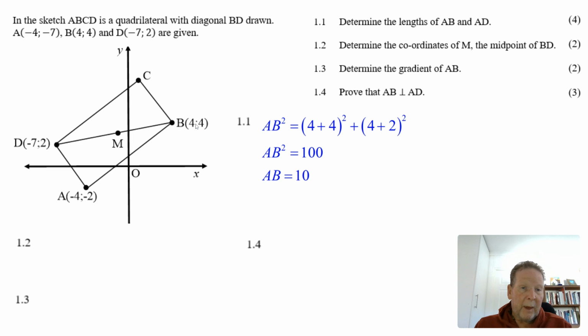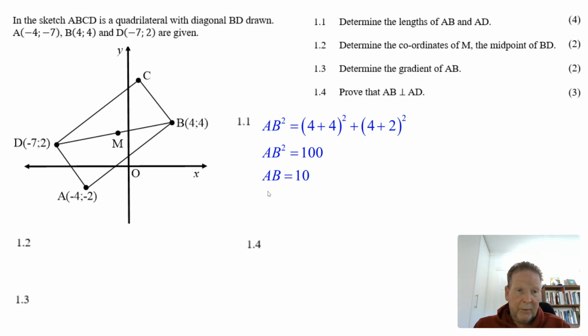I subtract the two x values, 4 minus minus 4, which is 4 plus 4. I square it and then subtract the two y values. 4 minus minus 2 is 4 plus 2. And I get that is 8 squared, which is 64. That's 6 squared, which is 36. It equals 100. And I square root both sides at the end, and I get AB equals 10.